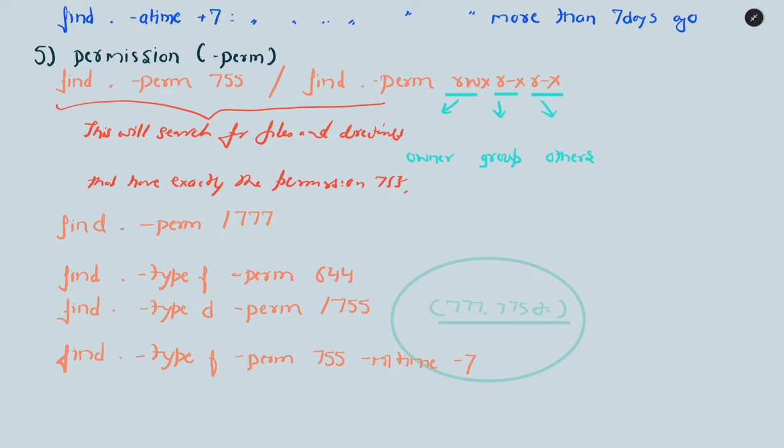And in case I want to find all files with exactly 644 permission and directories with at least 755 permission, so for that I will type find, and this -o operator. It is used to combine the two conditions.